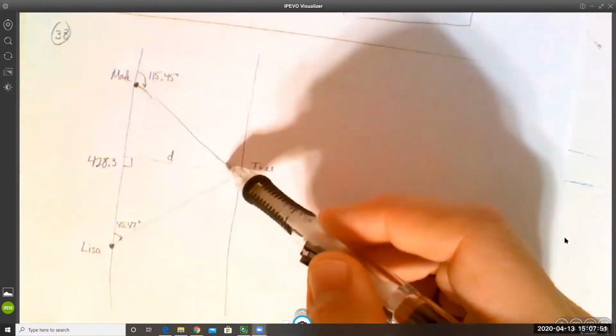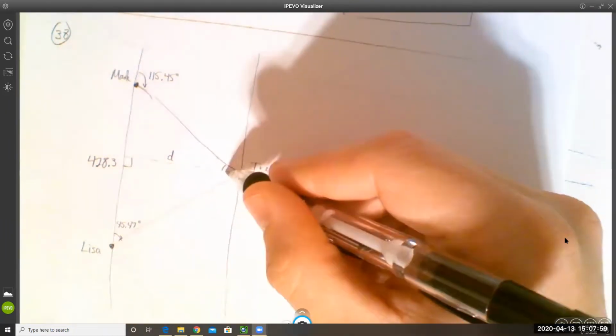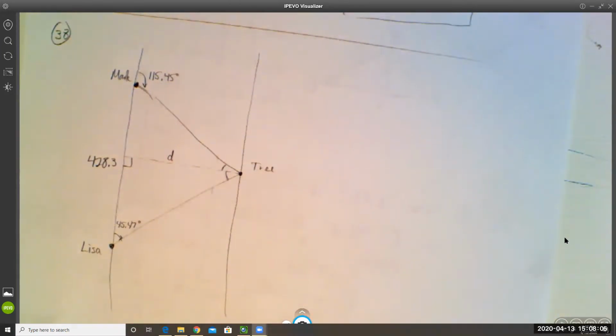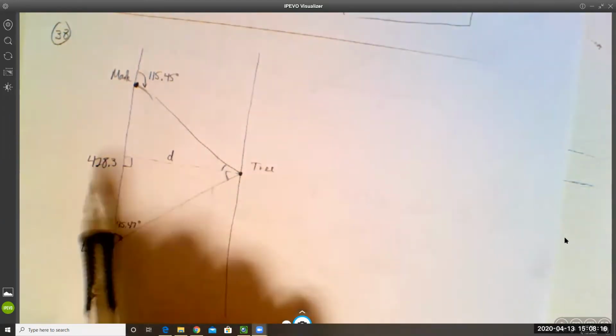Well, then again, I could figure out this angle here pretty easily. I could also figure out this angle pretty easily as well. They're not necessarily the same. Would that help me? Well, no, because I don't know these distances. Oh, I think this might be a multiple step problem.